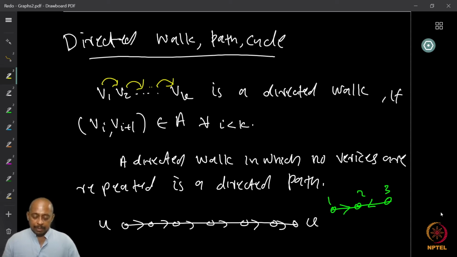On the other hand, 1, 2, 3, right? Here I have written in yellow or greenish yellow, is basically not a walk or a path, because 1 to 2 is an arc, but 2 to 3 is not an arc. So 1, 2, 3 cannot be a path or a walk. On the other hand, 1, 2 is a walk and a path. 3, 2 is a walk and a path, right?